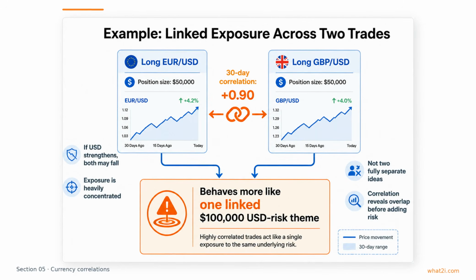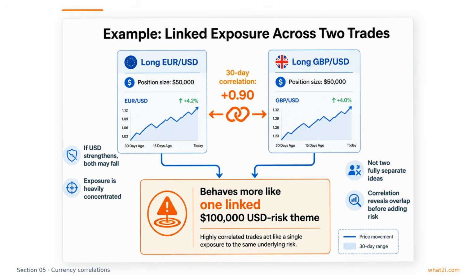Imagine you are already long EUR/USD for $50,000 and want to add a $50,000 long GBP/USD position. If their 30-day correlation is +0.90, the two trades are likely to behave very similarly. That means if the US dollar strengthens, both positions may fall together. On the platform, it looks like two trades, but in terms of market exposure, it is closer to one large linked dollar risk idea. Correlation helps expose that overlap before you increase size. This is how it protects you from hidden concentration.